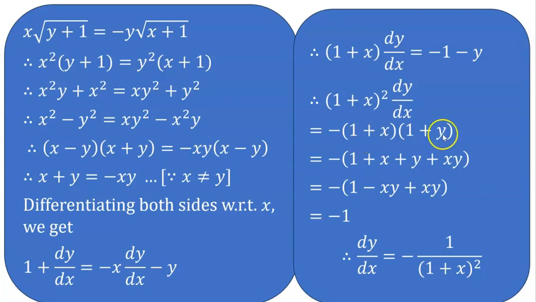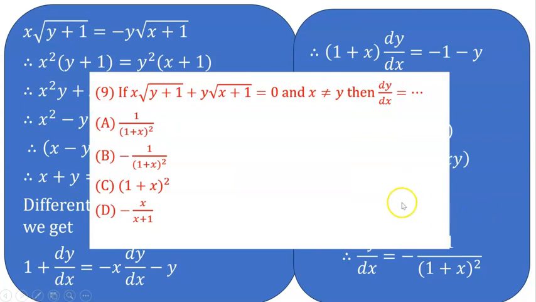Okay, now simplify here. 1 into 1 is 1, 1 into y is y, x into 1 is x, and next is x into y. Now what is the value of x plus y? The value of x plus y is minus xy, so plus xy minus xy get cancelled, and overall you will get minus 1. Hence (1 plus x) whole square into dy by dx is equal to minus 1, and therefore dy by dx is equal to minus 1 upon (1 plus x) whole square. Okay, and hence option B is correct here.